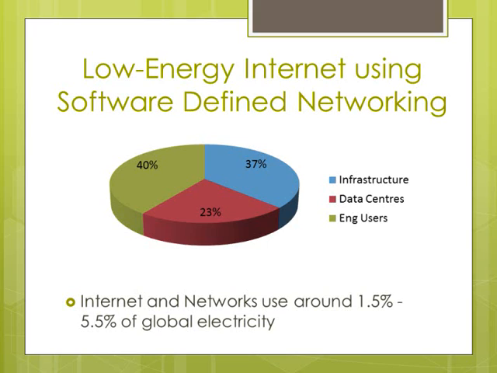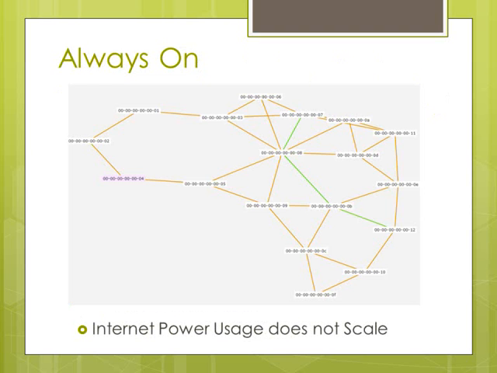This figure depends on whose figures you read and whether they take into account the energy costs associated with the end-user terminals and manufacturing of all the hardware used. This roughly breaks down as 37% from the telecoms infrastructure, 23% from the data centers, and the remainder comes from the end users themselves. It is the energy costs of this infrastructure, in particular the costs associated with the routers and switches, that I'm going to look at.